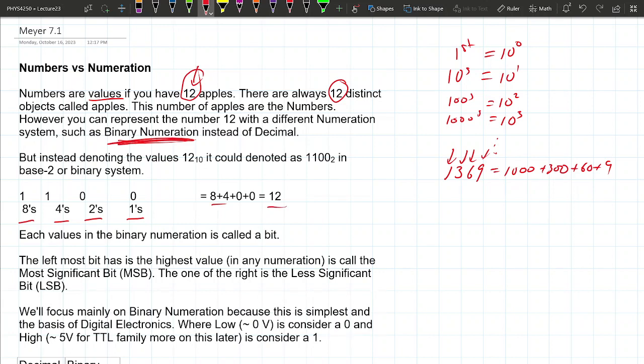So 1100 is the numeration. The value is 12, okay? So there's still 12 apples somewhere, no matter how you write it.